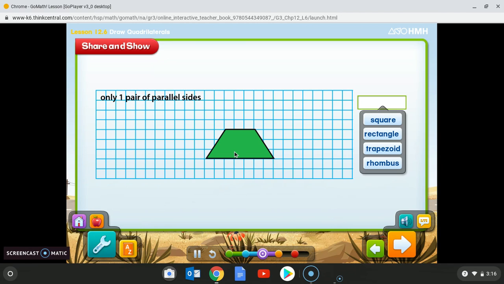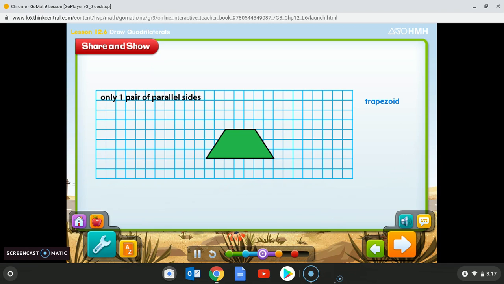So what is this called? Is this a square, a rectangle, a trapezoid, or a rhombus? If you're thinking trapezoid, you're right. Trapezoids are the only quadrilateral that only has 1 pair of parallel sides. Okay?